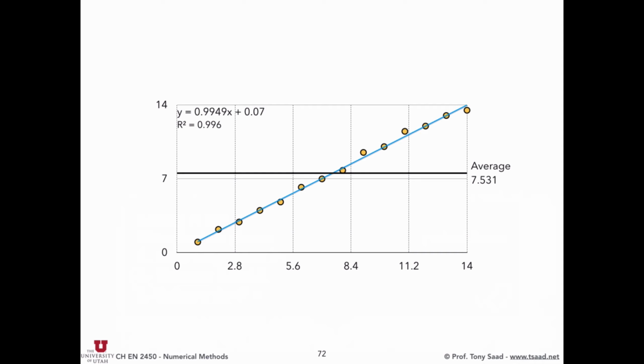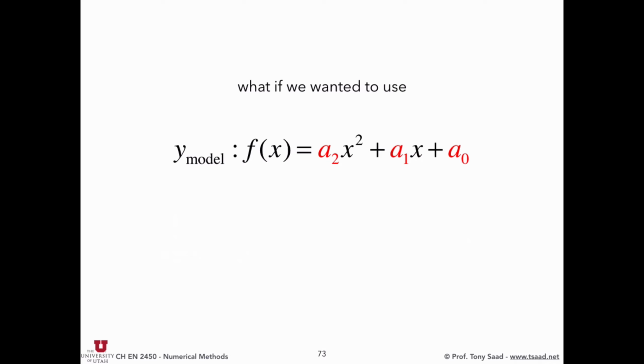So far we've done a regression curve. Let me make sure I still have battery here. Okay, so on a straight line, that was our model. You can think of it as you're modeling a set of data, okay? And our model was a straight line. What if we wanted to use a quadratic? Something like this, okay? a2x squared plus a1x plus a0.